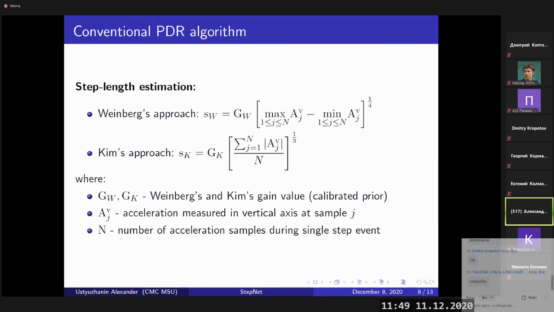Here are two main approaches that were proposed a while ago, in 2002, I believe. These are Weinberg's and Kim's approaches. These formulas are obtained empirically, so there is no particular sense in these powers of 1/3 and 1/4. And in both methods, acceleration statistics have been boosted via gain values, which are our prior knowledge for each motion type that we detect.